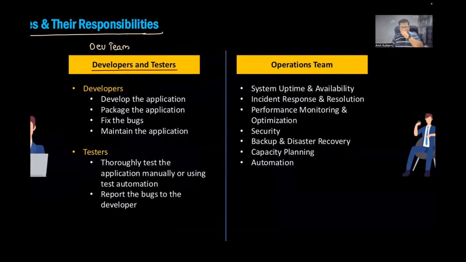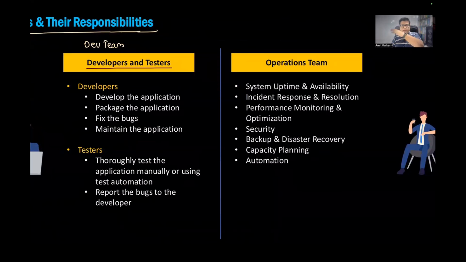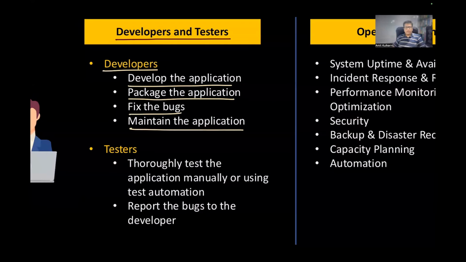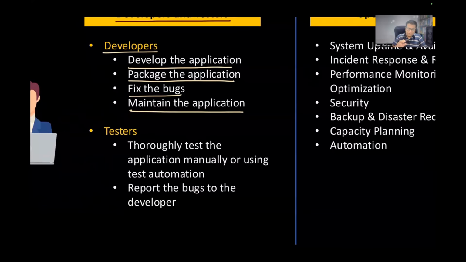Please remember, Dev in DevOps is not only developers. Dev in DevOps is dev plus testers. In a sense, developers plus testers. That's called the developer team. So those who are developers can easily understand that the main responsibility of a developer is to develop an application, write the code, package an application, meaning create a deployable package out of it, fix the bugs if there are any, and maintain the application by adding new features as and when the client asks you to develop. So these are the major responsibilities of a developer.